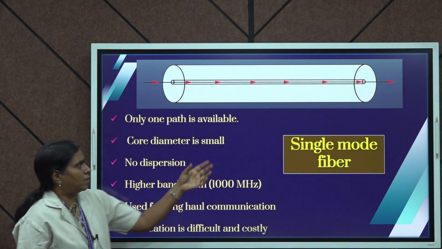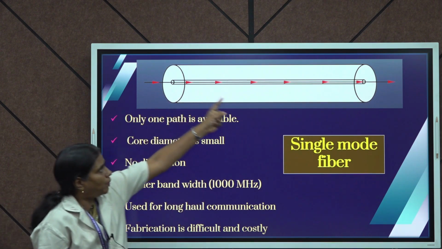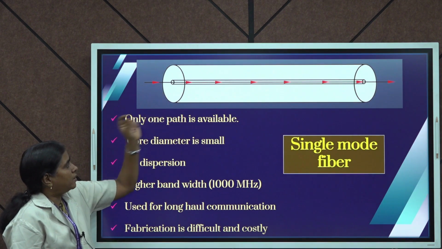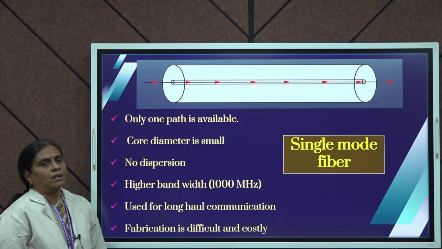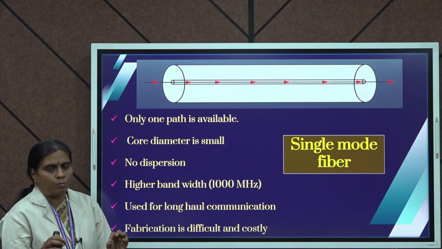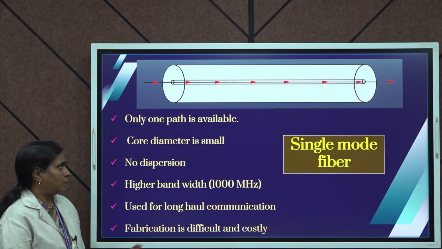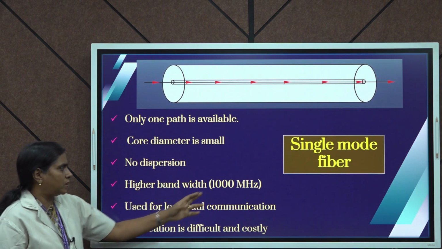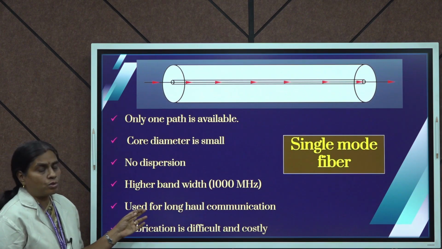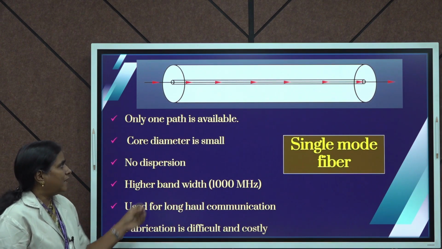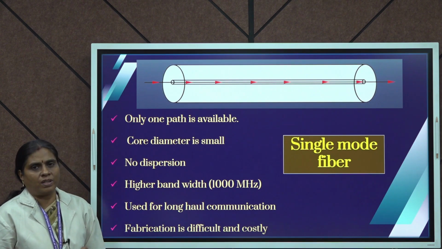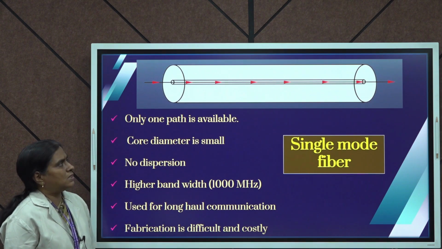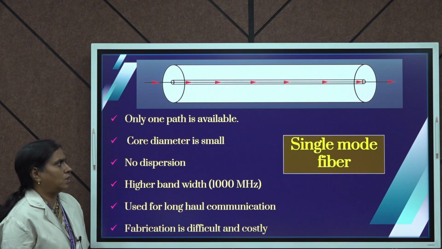So, single mode fiber. Here only one path is available. We can transmit only one signal at a time, and its core diameter is very small, and because of this very small core diameter, there is no dispersion at all. So it has higher bandwidth. One of its advantages is higher bandwidth, around 1000 megahertz, and it is used for long haul communication. But its fabrication is somewhat difficult because its core diameter is very small. So the construction is somewhat difficult in the case of single mode fiber.